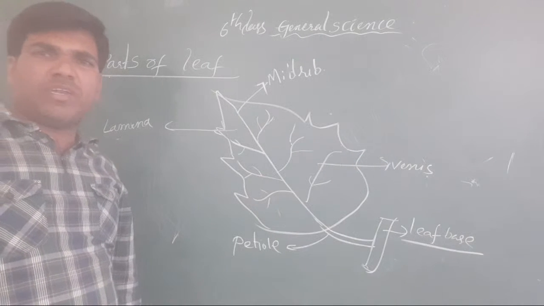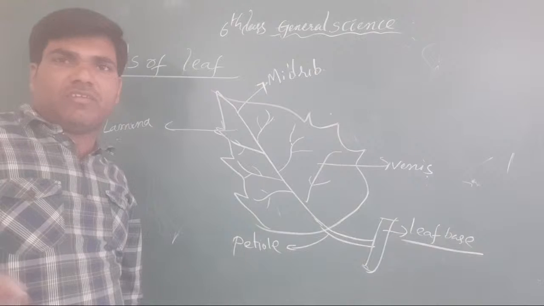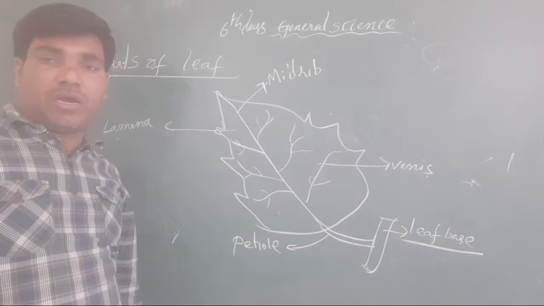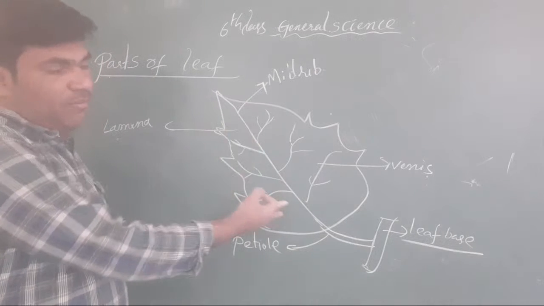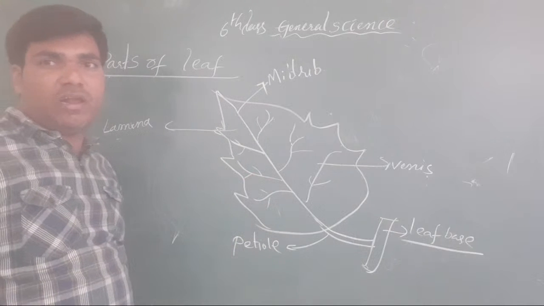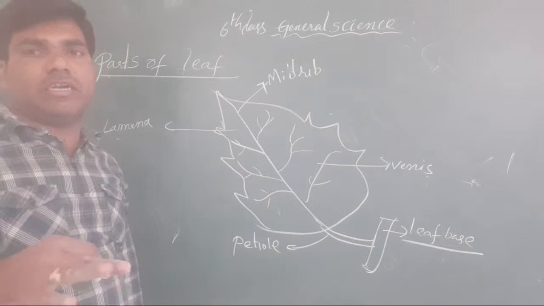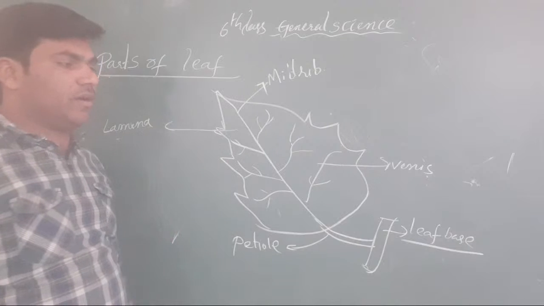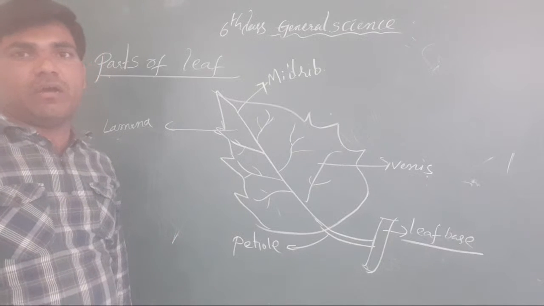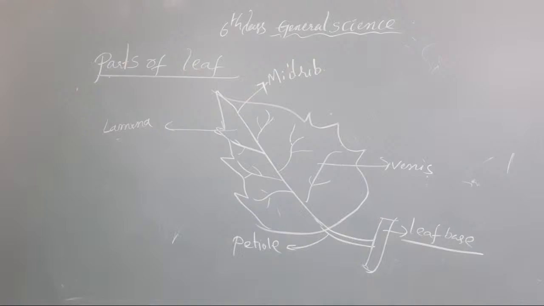And you know very well all the leaves do not have the same shape. As well as whatever structures I have drawn, that is not the same for all, but every leaf compulsorily contains these types of parts. First we have to go with the parts of the leaf, then what is the nature of it and why it will be useful for us, we will discuss. Okay, clear or not all the students?